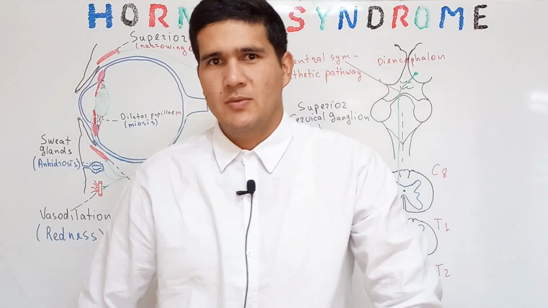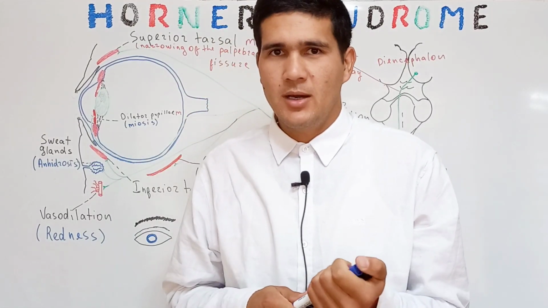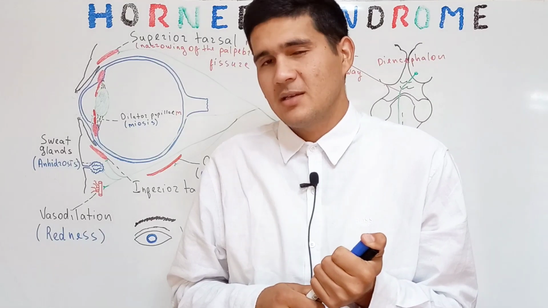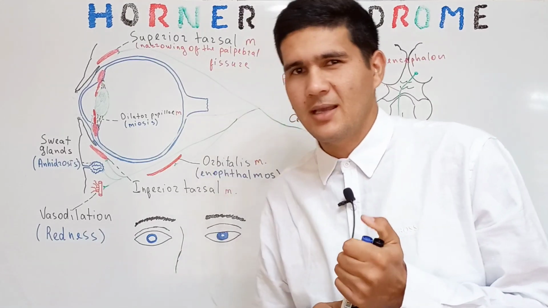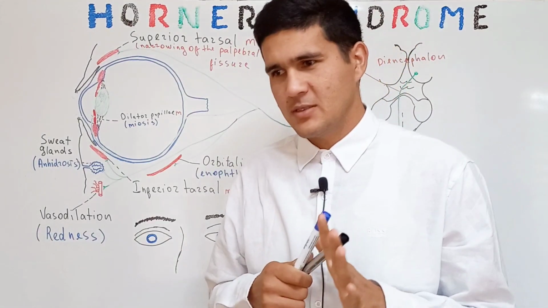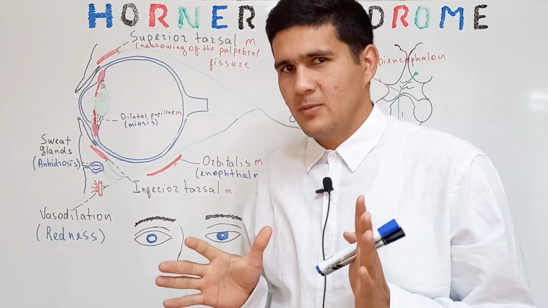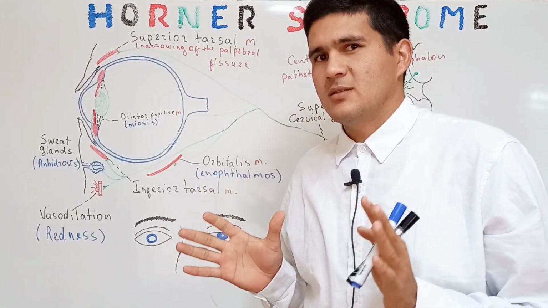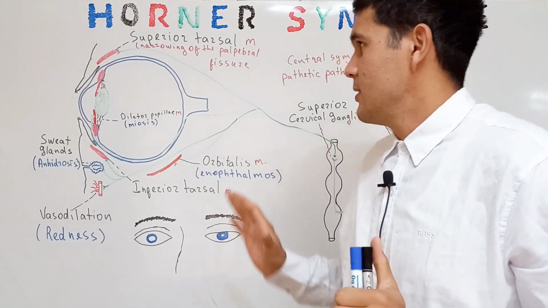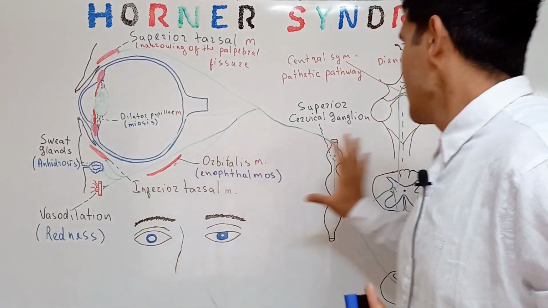Horner syndrome occurs due to a defect in the sympathetic innervation of the face and the eye. First of all, I'm going to provide information about the anatomy of the sympathetic innervation of the eye and the face.